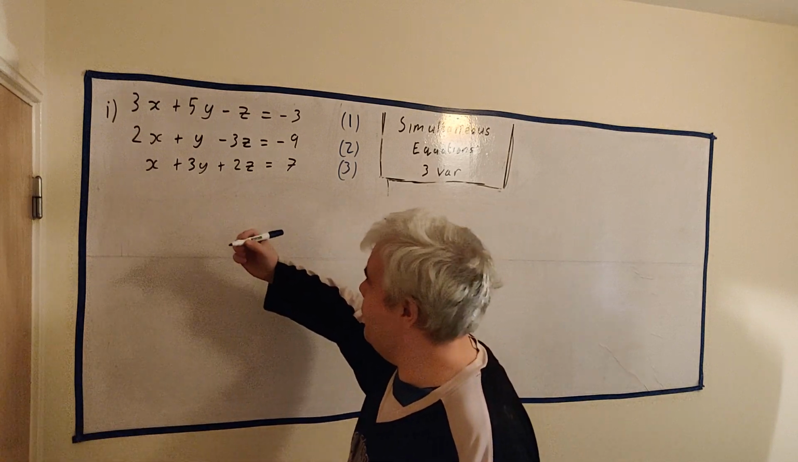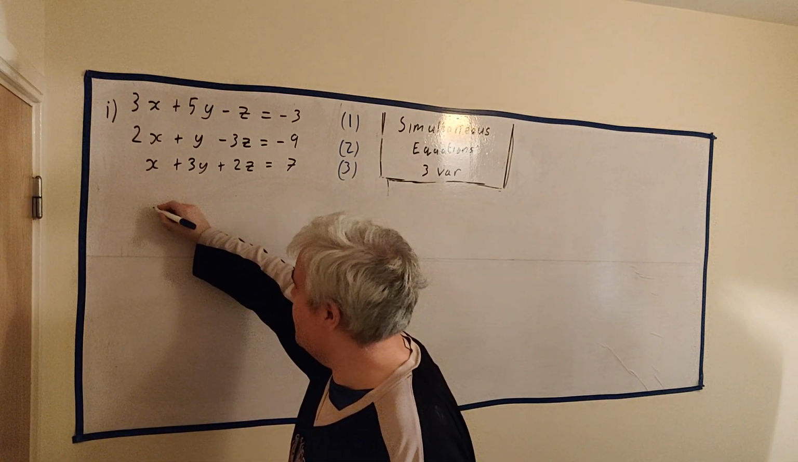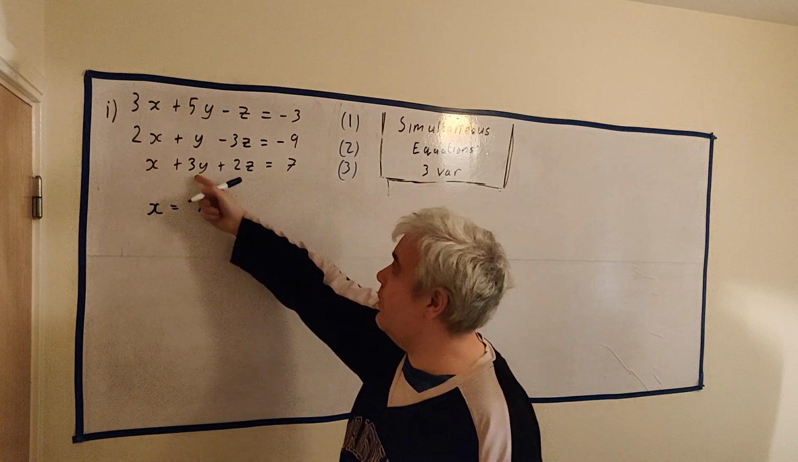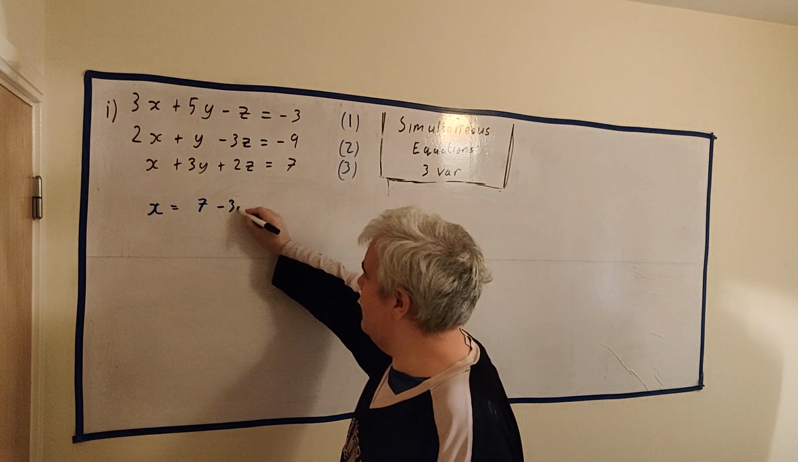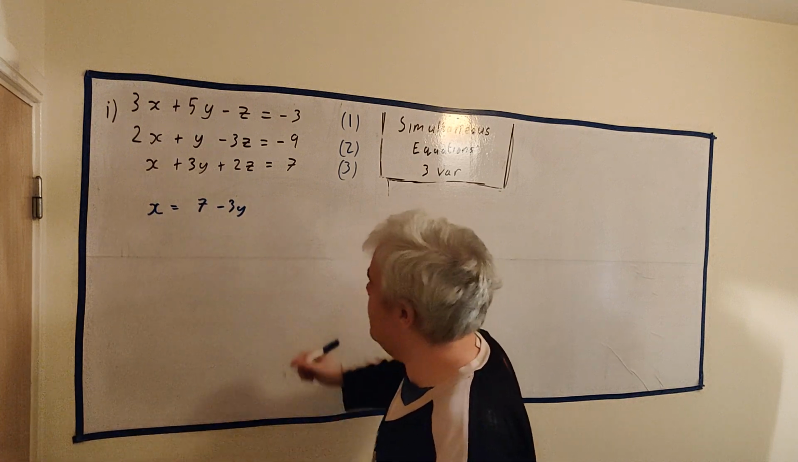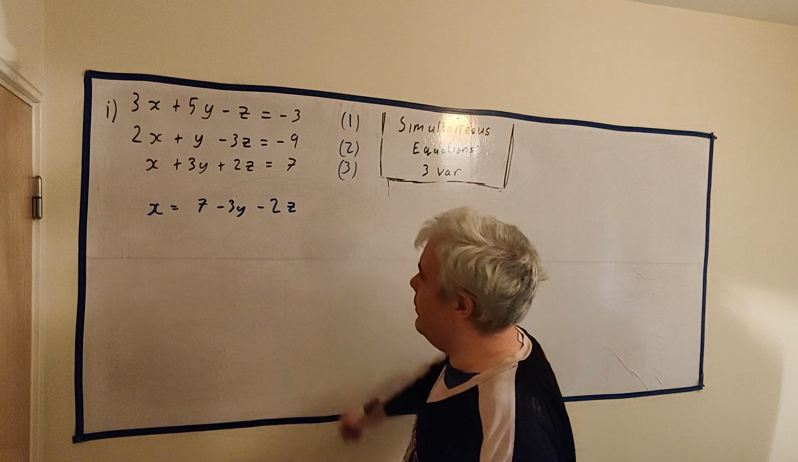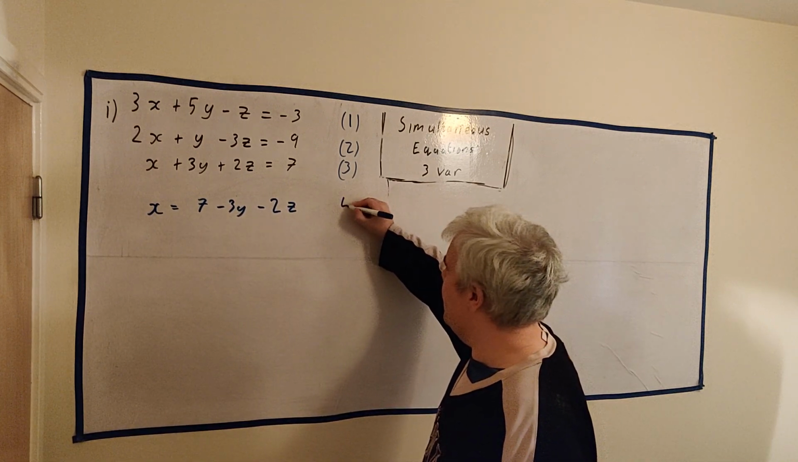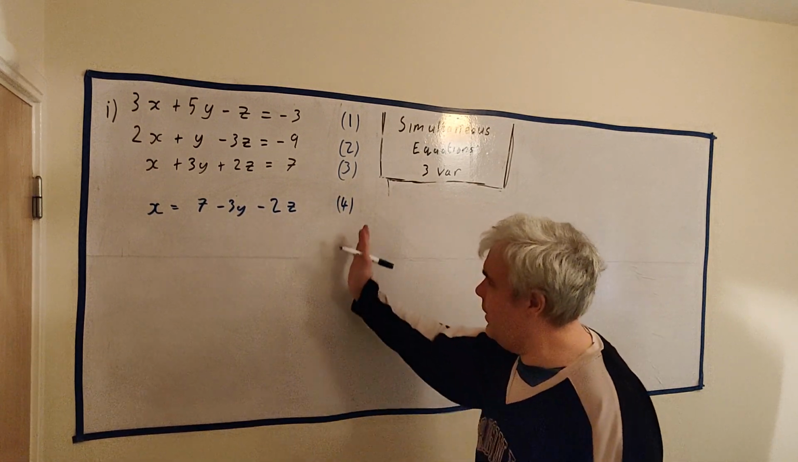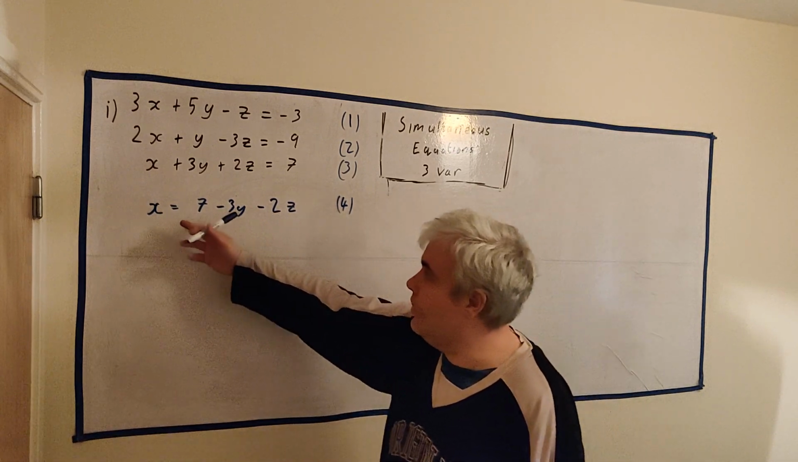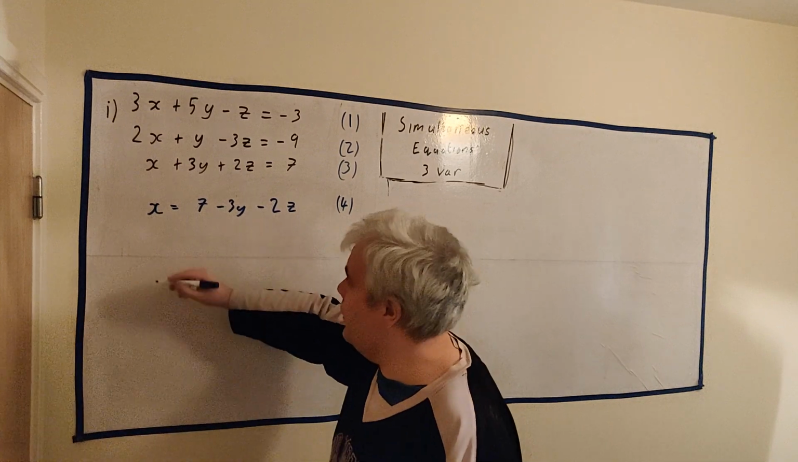Okay, so I'll use the third one, and I'll get x equals, because there's an x sitting right there. x equals 7. I'll take 3y from both sides. Destroy this, create this. I'll take 2z from both sides. Destroy that and create that. Okay, and we'll call this equation 4. I'll try and keep things a little to the left here. Now, this information can be put into 1 and 2.